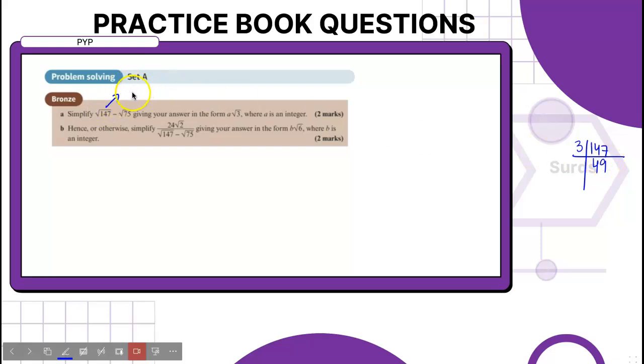So we can write the square root of 3 times 49 minus the square root of 75, which can be written as 3 times 25. 49 will give us 7 and 25 will give us 5 outside. So we can write 7 root 3 minus 5 root 3, which comes to 2 root 3. So our A is 2 here.